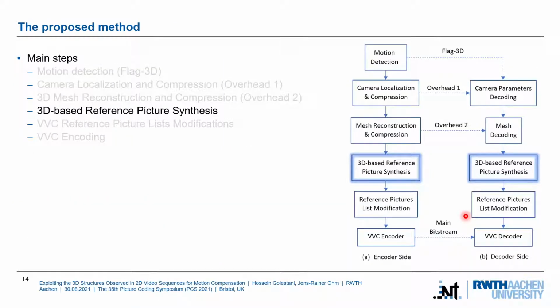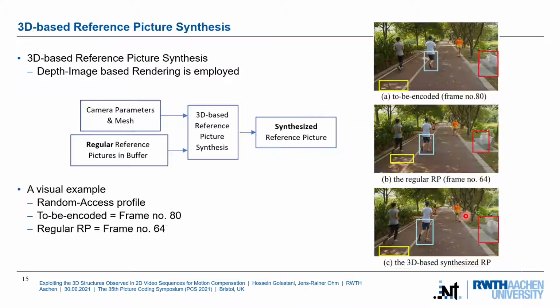Okay, when we have our 3D data, then we can employ it to virtually synthesize a geometrically compensated reference picture. So how to do that? We can easily warp the content of the regular picture available in the encoder buffer into the camera position of the to-be-encoded frame. This way we generate a new reference picture which is content-wise hopefully very similar to the to-be-encoded frame.